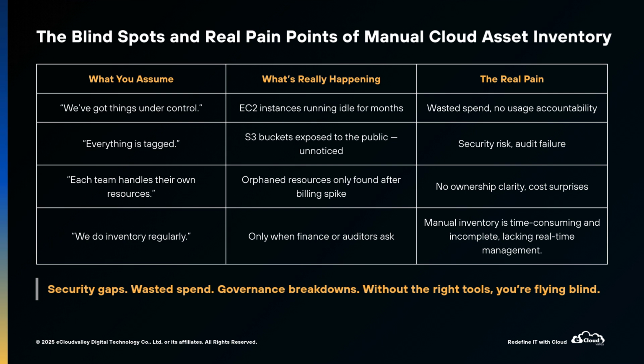Many times, we hear teams confidently say, our resources are all under control. Everything is properly tagged. Each team manages its own resources well. We conduct regular asset inventories. But the reality is often quite different.